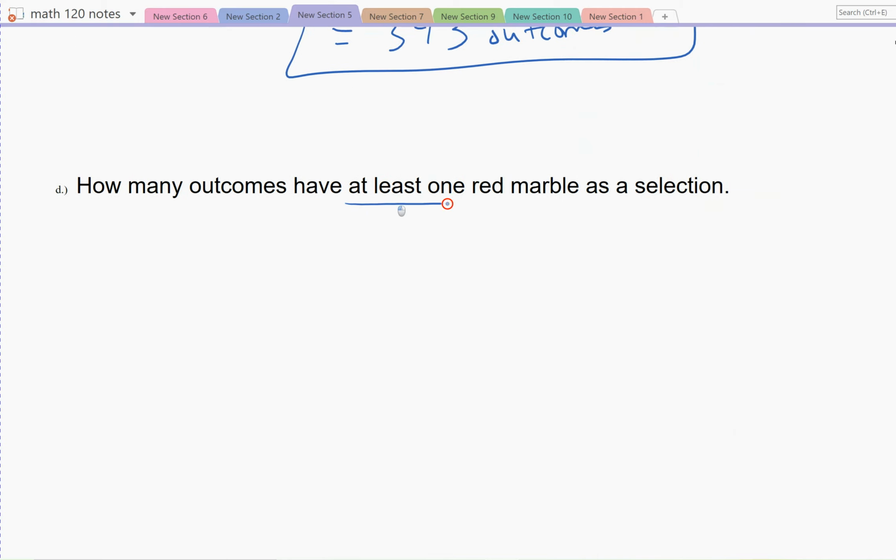Alright, the last one, there's that "at least" phrase again. At least 1 red marble, so the number of ways to get at least 1 red. Well, that would mean I could get only 1 red, or I could get 2 reds, or I could get all 3 reds come out. And that's fine. If you want to solve it that way, you can. It's actually easier to use the complement. I actually have all the numbers already for the complement. So I'm going to use the complement.